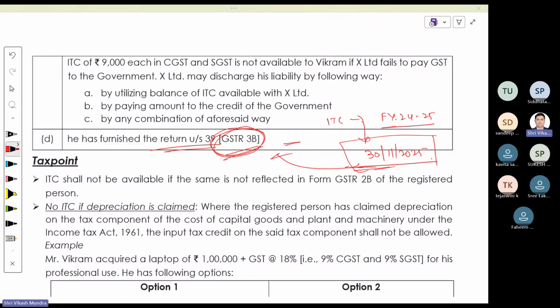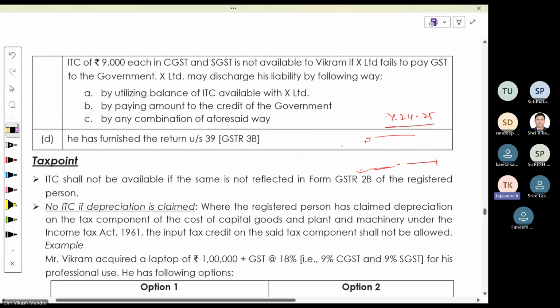Is it clear? If someone asks what is the maximum time to claim ITC, what is the maximum date to claim ITC? That is 30th November of the coming financial year. Done? Anyone have any question, any query?